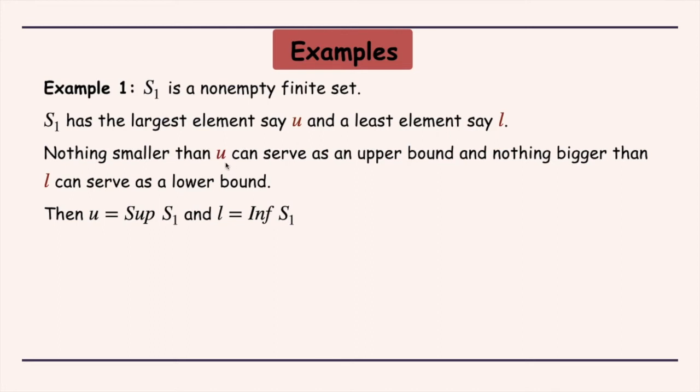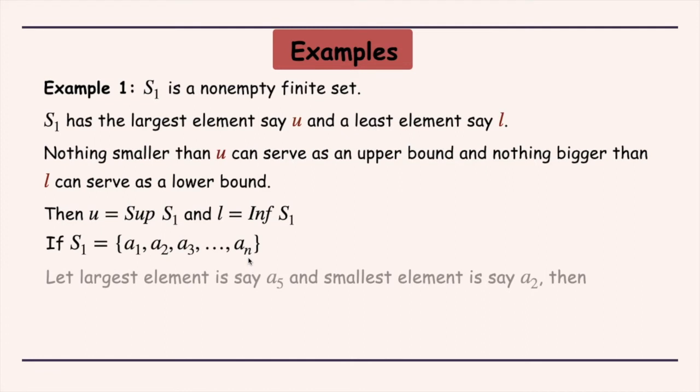Now nothing smaller than u can serve as an upper bound for this set S1, and why is that? Because anything smaller than u would definitely contradict the fact that u belongs to the set S1 and is an upper bound. And nothing bigger than L can serve as a lower bound. Again, that is because L being a member of the set S1, if we take something bigger than the number L, obviously it will not become a lower bound for the set. So therefore we can say that the supremum and infimum for this set S1 are u and L.